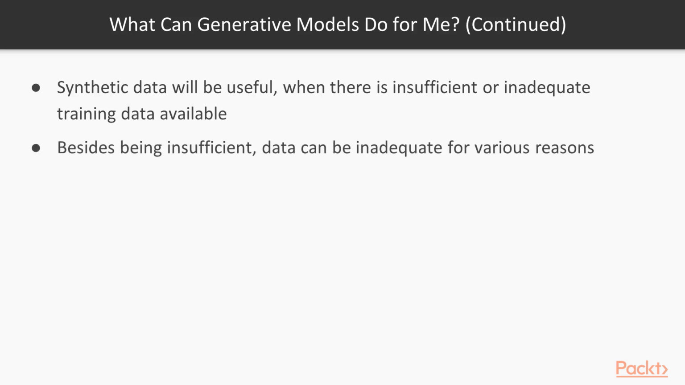But data can also be inadequate for various reasons. It can be that your data lacks sufficient variety, or even if you have a lot of data, you may have insufficient data of particular classes. And this is a really common problem in a lot of real-world use cases, particularly situations where you're attempting to predict positive cases that occur extremely rarely.